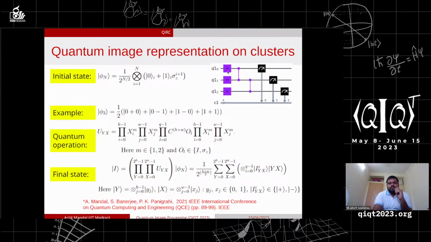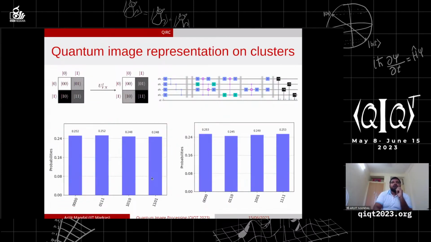So this is how the cluster state is prepared. A control Z operation is performed on the adjacent qubits, and this is a typical 3-qubit cluster state, which is represented in terms of both computational basis and diagonal basis. Now this type of cluster state is used to represent the images in QIRC. This is the quantum operation that is performed, and this is basically a multi-control Z operation, where your control qubits are the location qubits and the color qubits are the target qubits, and this is the final state of QIRC images. Now I will show you one example.